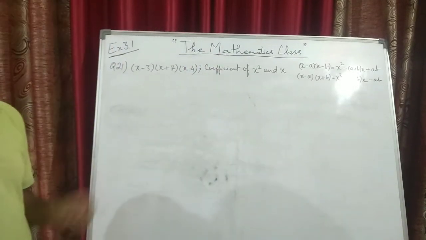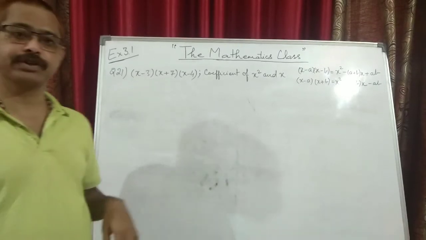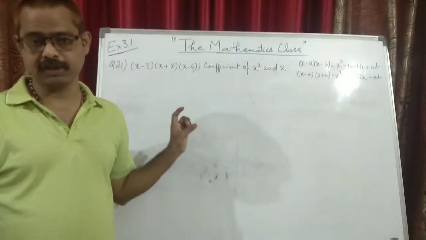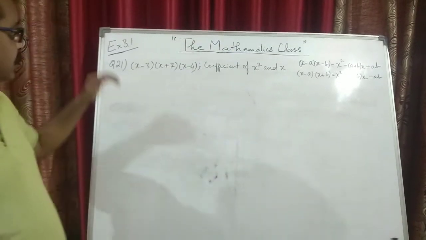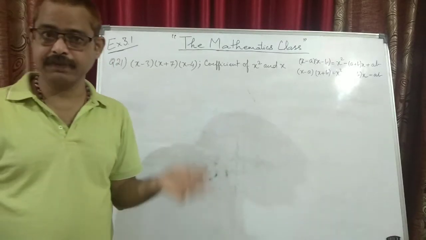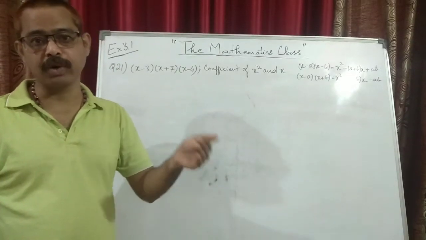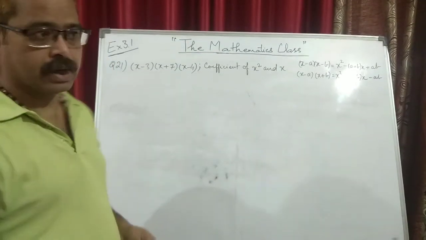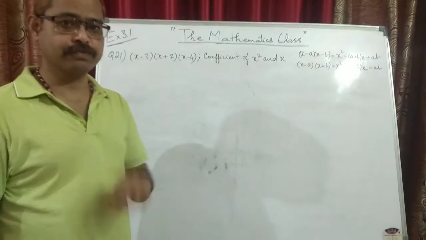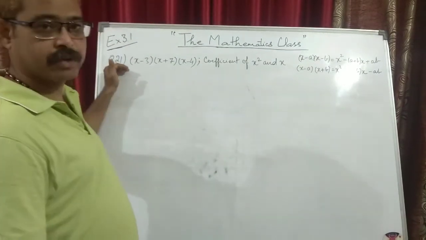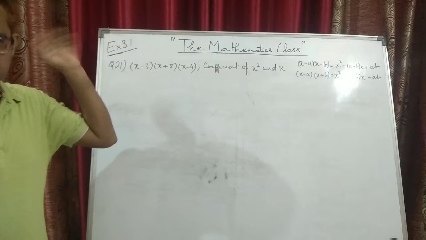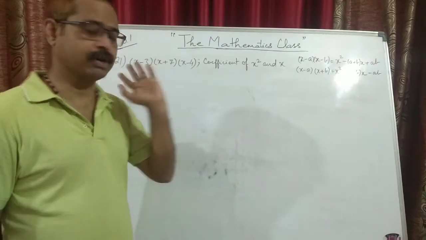This class is for class 9th in continuation to the previous class that was termed as exercises. In the last class we have already discussed up to question number 18 and we were doing the multiples of 3. So the next question is question number 21 of exercise 3.1 in your ML Aggarwal.